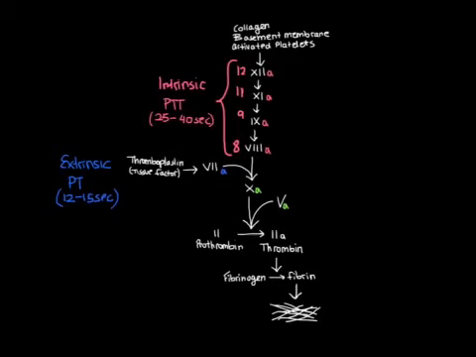So let's look at hemophilias. These are inherited coagulation disorders where you have a deficiency in certain factors. So hemophilia A is a deficiency in factor 8. And hemophilia B is a deficiency in factor 9. So both of these affect the intrinsic pathway, which causes you to have an increased partial thromboplastin time.